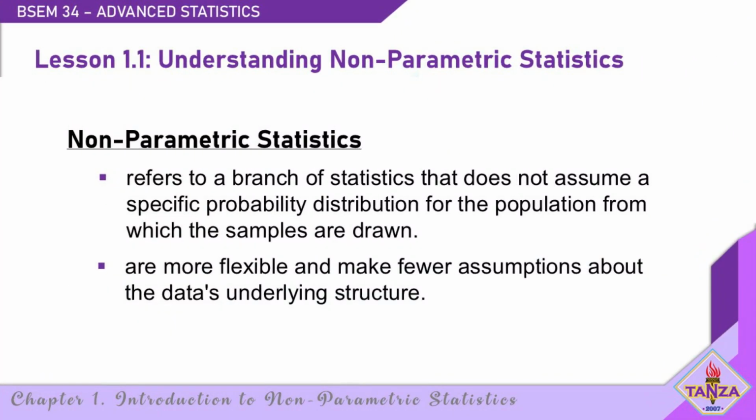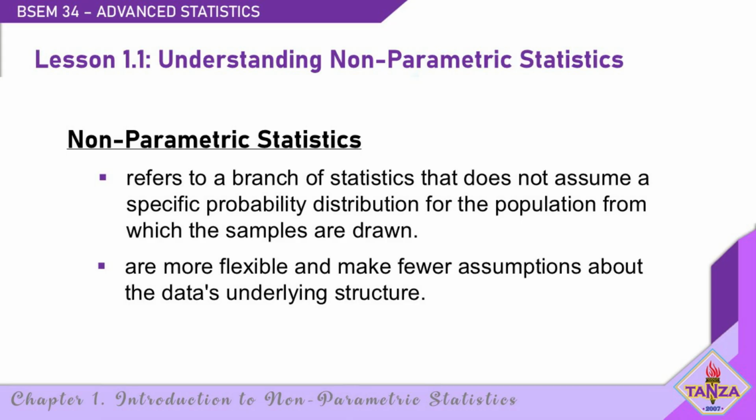Non-parametric statistics are used when we don't want to make strict assumptions about the data, especially about how the data is distributed. In many traditional or parametric statistics, we usually assume the data follows a normal distribution, like a bell curve. But what if the data doesn't follow that shape? Or what if we don't know anything about the population? That's where non-parametric methods come in. They don't assume the data follows a specific shape or distribution.